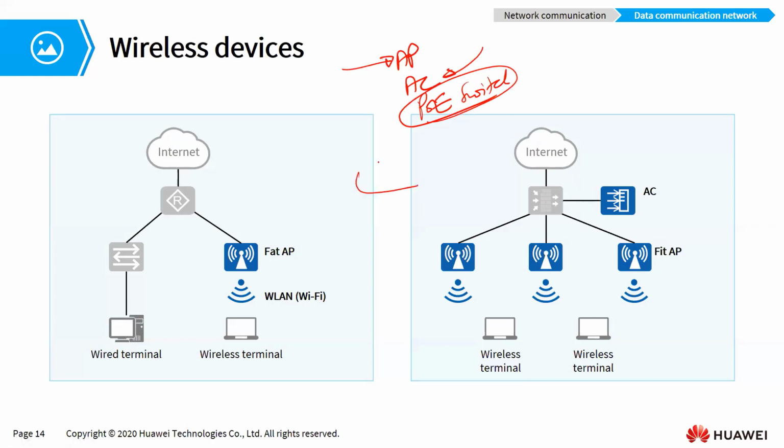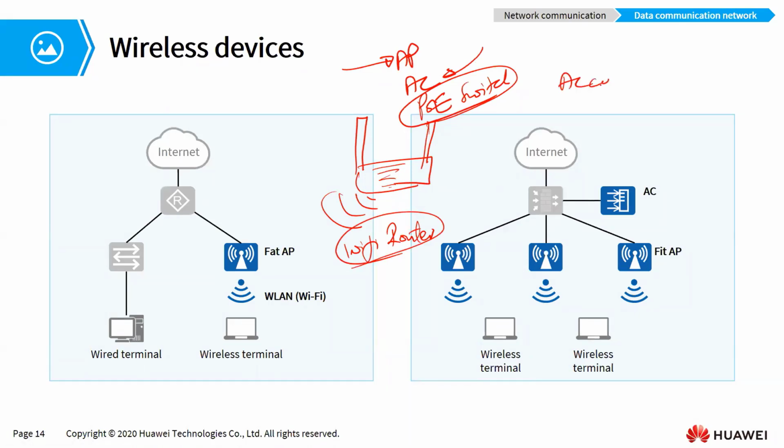I believe each of you has come across a device that looks somewhat like this, and then it gives you Wi-Fi. Many people call it the Wi-Fi router. In fact, this Wi-Fi router is an example of an access point. However, this particular access point that we call a Wi-Fi router is what we call a FAT access point. Why do we call it a FAT access point? Because it does everything on its own.